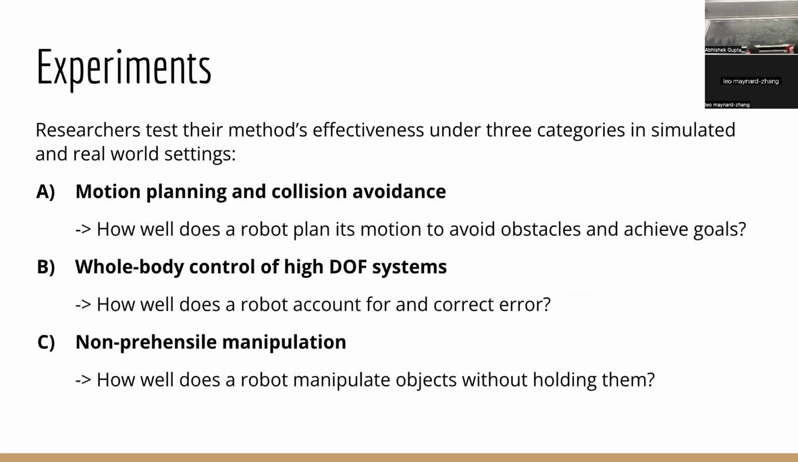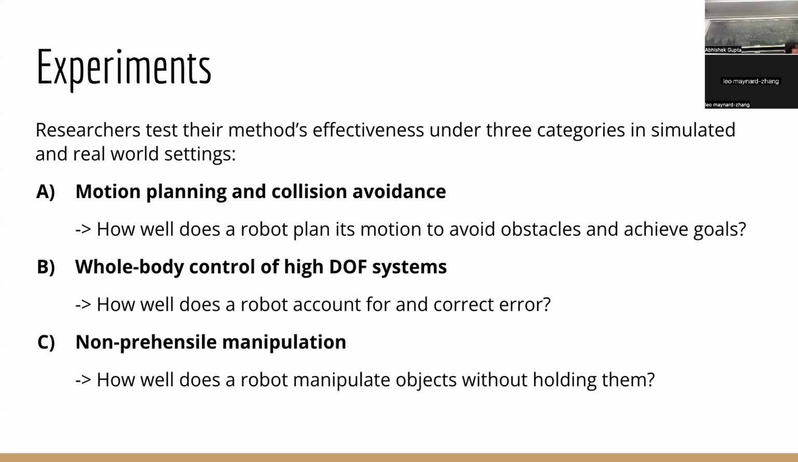Okay, cool. So now that we've heard about what new techniques the researchers are using by combining MPPI and Isaac Gym, let's figure out how well their technique worked against some of their benchmarks. They test their method's effectiveness under 3 categories of experiments. The first category is motion planning and collision avoidance, which is how well the robot using this method plans its path to its goal and avoids collisions with obstacles.